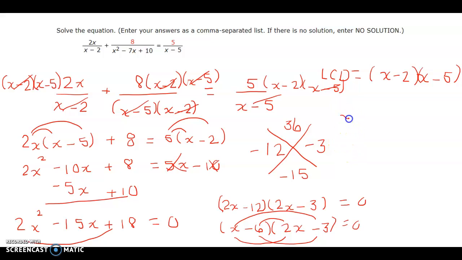So now we just set each of those factors equal to 0 and solve for x. X can be 6. When we set the other factor of 2x minus 3 equal to 0, we have to add 3 to both sides. And then to get rid of the 2 in front of the x, we have to divide both sides by 2. So we get x is equal to 3/2, or x is equal to 6.